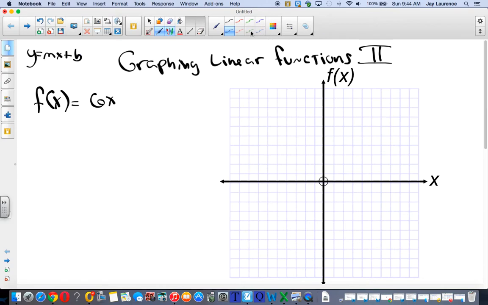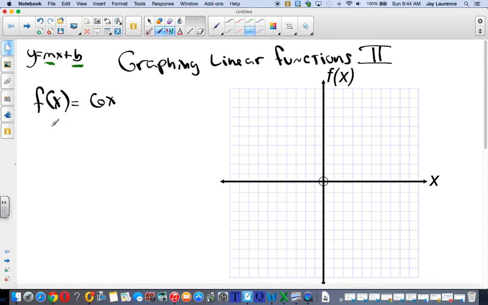All right, and we know that when y is alone, or f of x is alone, or g of x, or whatever the case may be, our slope is the coefficient on x, and our y-intercept is by itself. It's either being added or subtracted. So I'd love for you to pause the video right now and see if you can correctly identify the slope and y-intercept of this equation. All right. Here comes my solution.